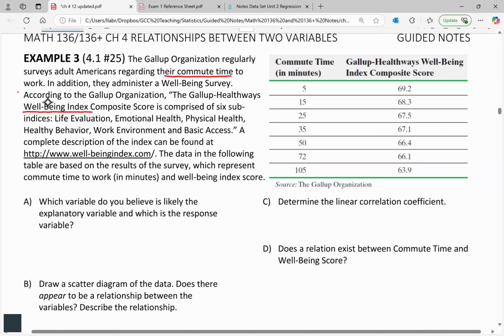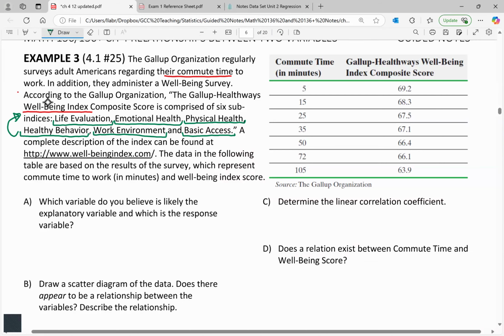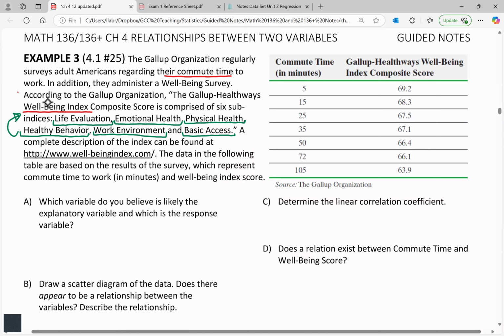They are looking at, in other words, your life evaluation, your emotional health, your physical health, your healthy behaviors, work environment, and basic access. So I'm not quite sure what that is. But in other words, there's a long kind of survey or some kind of assessment that they do. And all of these scores that you obtain are then computed into one score that is called the well-being index.